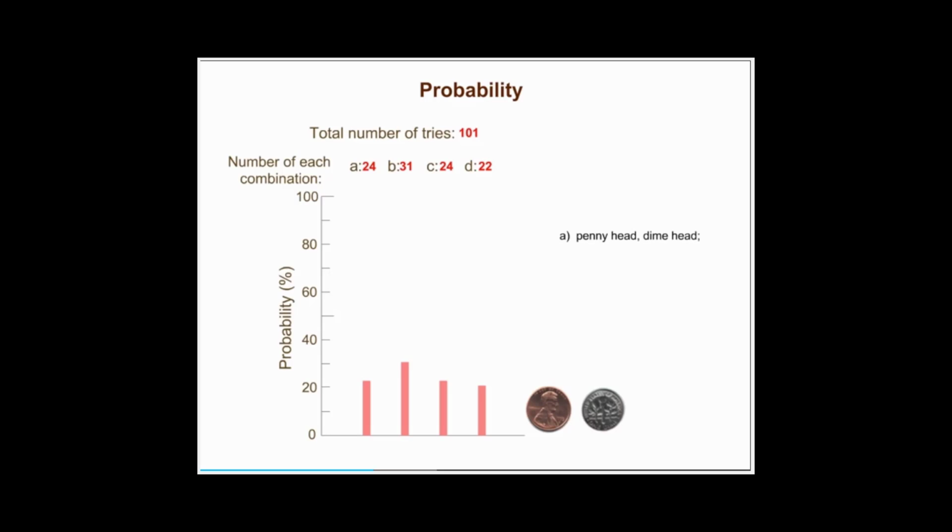Penny head, dime head. B. Penny head, dime tail. C. Penny tail, dime head. D. Penny tail, dime tail. The question we are asking is, what is the combined probability of cases where we have a coin showing head and another coin showing tail?